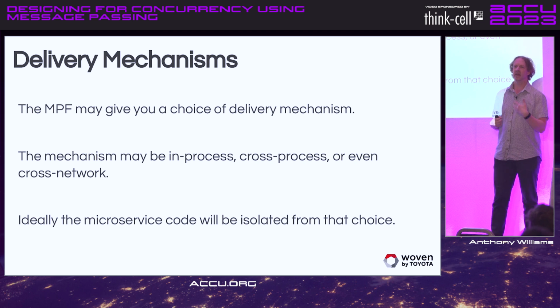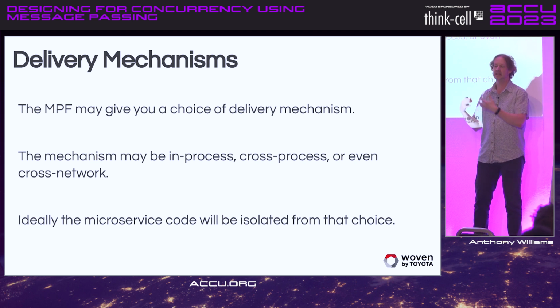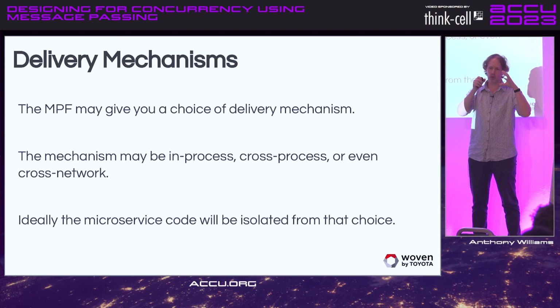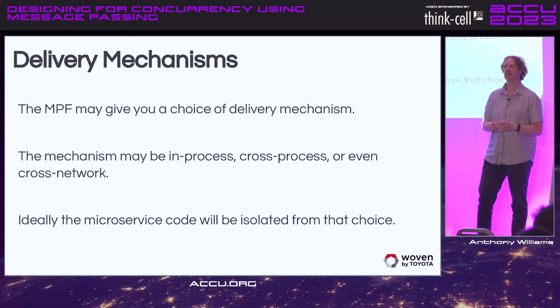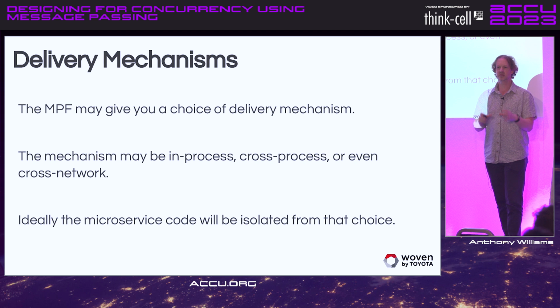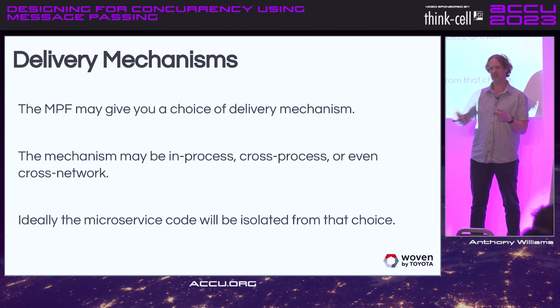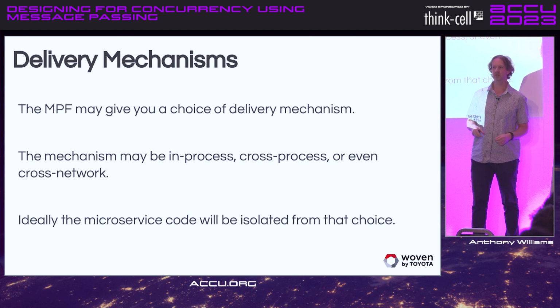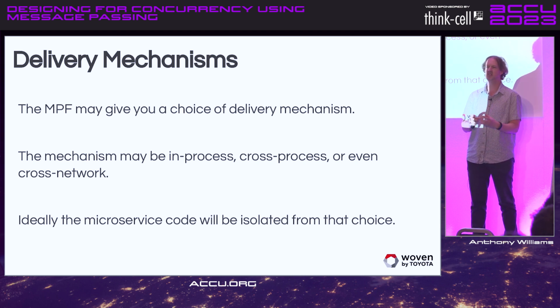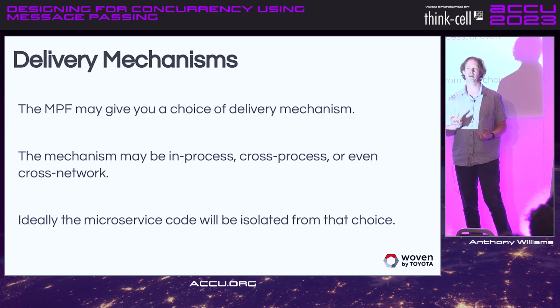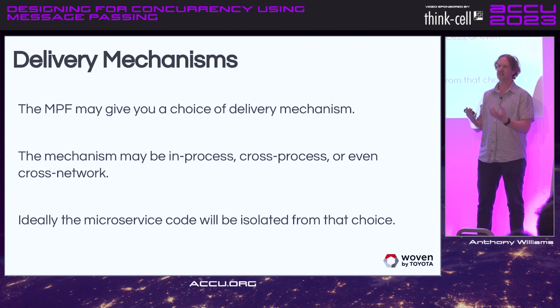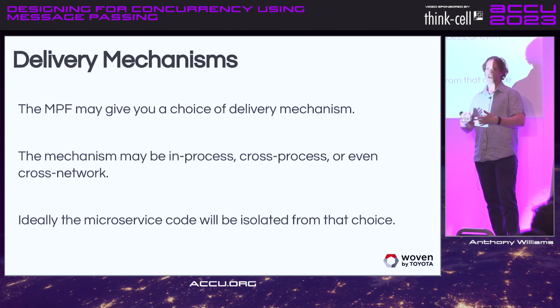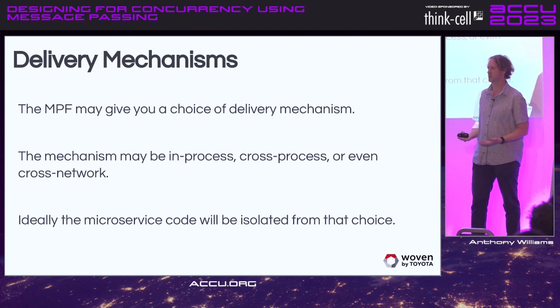But the big thing that you want from your framework is that the code that you write for your microservice doesn't care what the delivery mechanisms are for the messages that it sends and receives. So that if you change the choice, or the framework changes the choice for you, your code doesn't change. The code that's actually processing those messages and sending them out doesn't change. It doesn't care what the delivery mechanism is. And this abstraction layer is one of the benefits from using a framework.